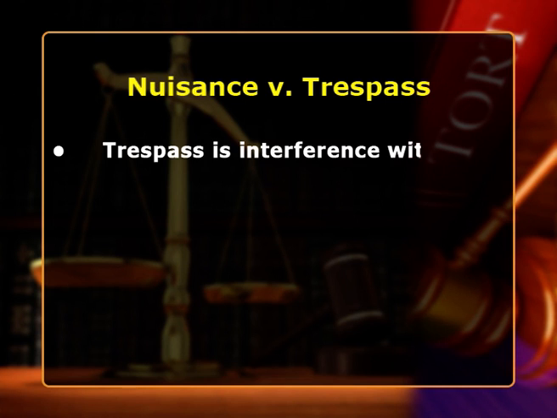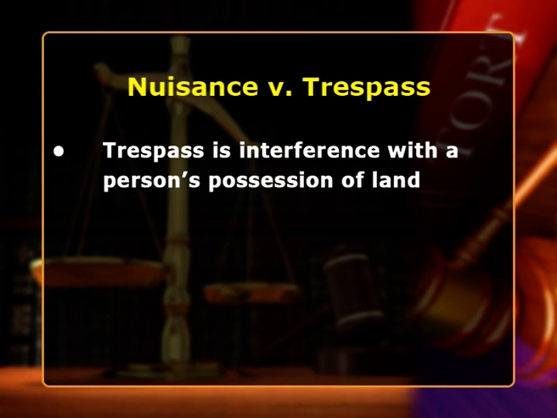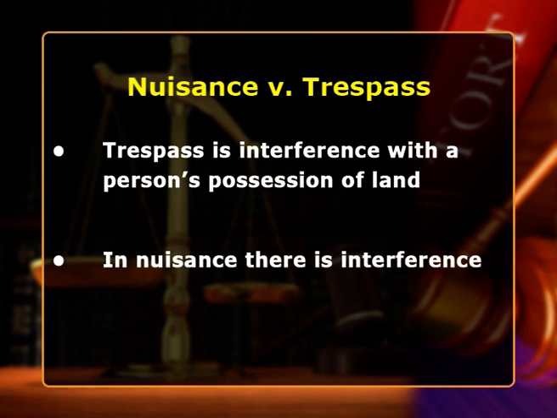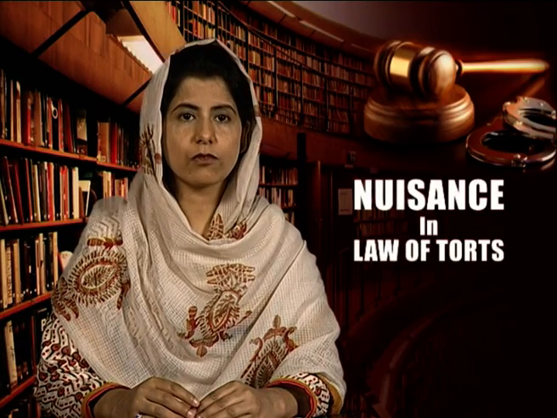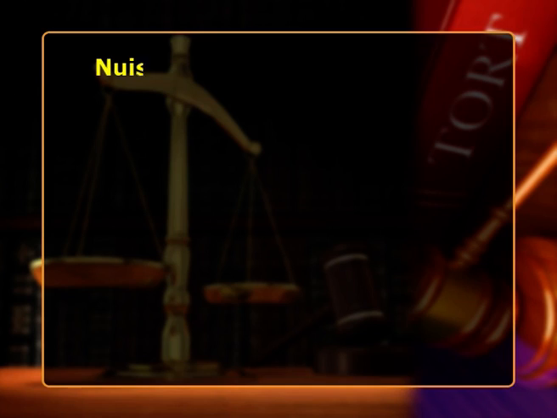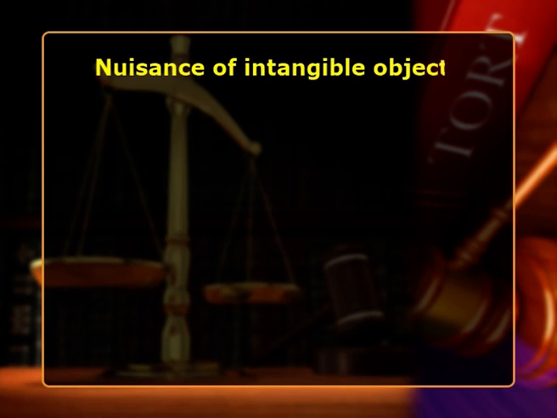Trespass is interference with a person's possession of land. In nuisance, there is interference with a person's use or enjoyment of land. Moreover, in trespass, interference is always through some material or tangible objects. Nuisance can be committed through the medium of intangible objects also.